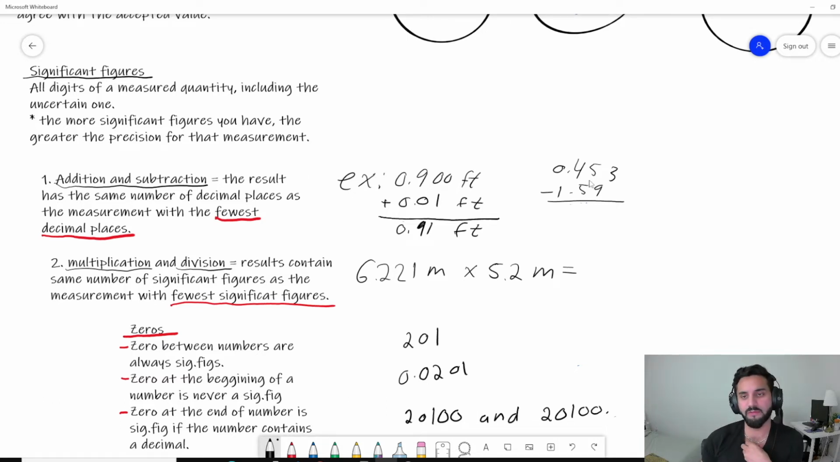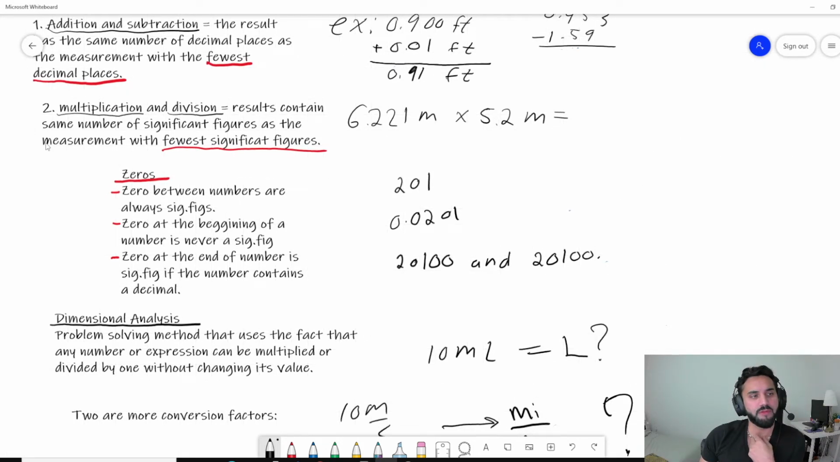Same thing with the answer here. We need to go with the measurement with the fewest decimal places. So if we collect these two numbers in the experiment, this one has how many decimal places? 1, 2, and this one 1, 2, 3. So 2 is lower than 3. Our answer would have 2 decimal places.